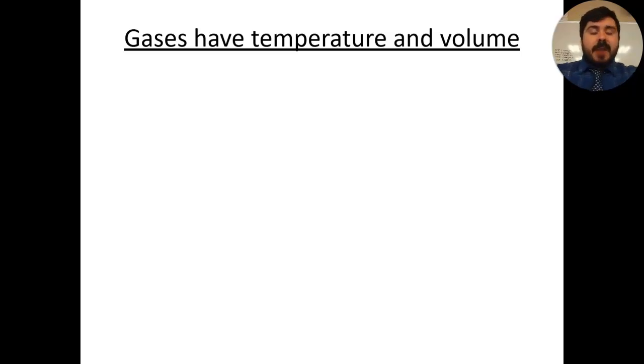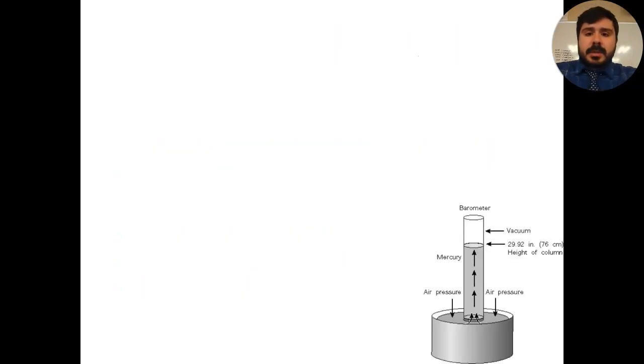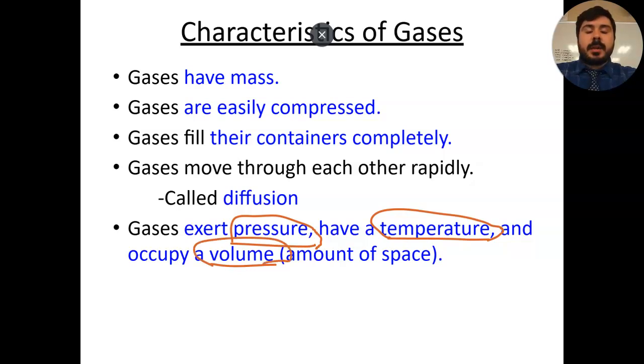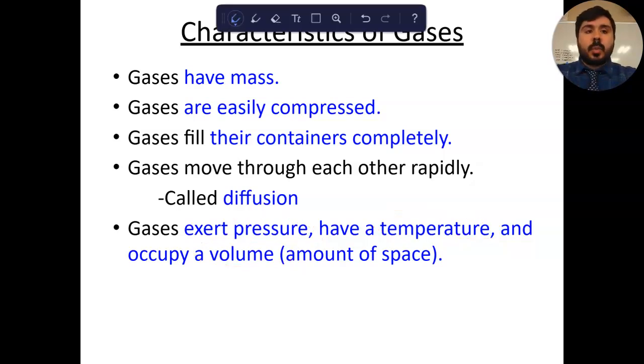Now, gases not only have pressure, but they have temperature and volume. So this is going to complete that trifecta of the 3 different variables I mentioned in class. There's a sentence from this slide, go back a couple of slides, where gases exert pressure, have a temperature, and occupy a volume. It was these 3 words, pressure, temperature, and volume, that I said are so vitally important to understand and know. So our goal here is to track and determine what happens to gases when we change pressure, when we change temperature, and when we change volume. And that's essentially where we are headed here.